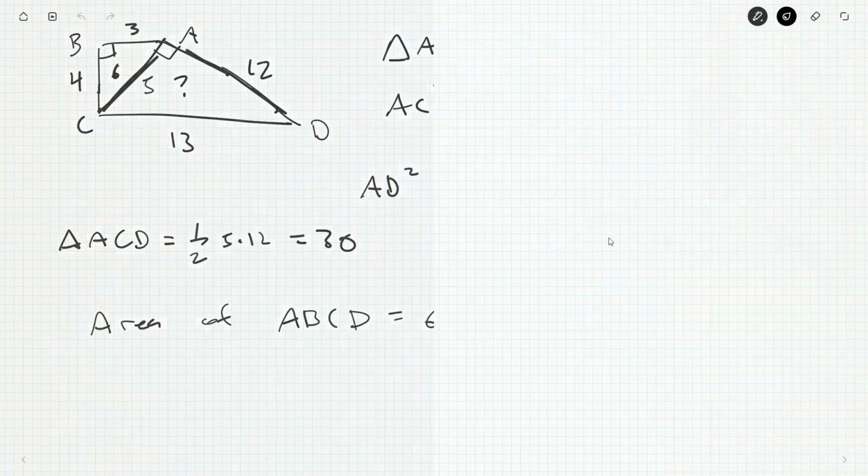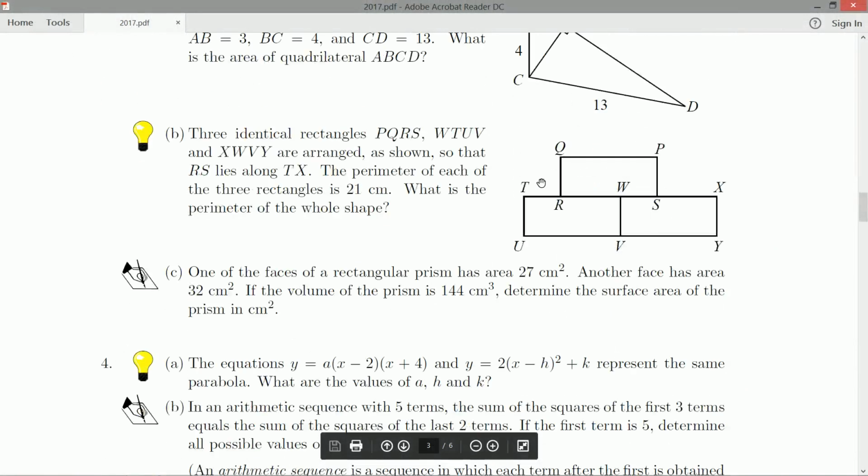Okay, let's see what 3B has in store for us. So 3 identical rectangles, PQRS, WTUV, and XWVY are arranged as shown so that RS lies along TX. The perimeter of each of the 3 rectangles is 21 centimeters. What is the perimeter of the whole shape? Oh, interesting.